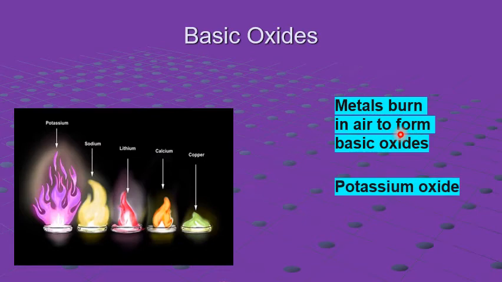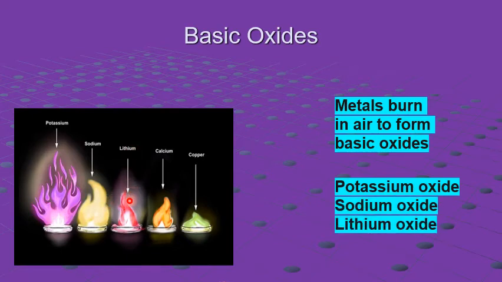All right, now we have our first metal here, which is potassium. If we combine it with oxygen, oxide means we have oxygen in there. So potassium and oxygen gives us potassium oxide. Sodium and oxygen gives us sodium oxide. Lithium and oxygen gives us lithium oxide. So these right here are all examples of basic oxides.